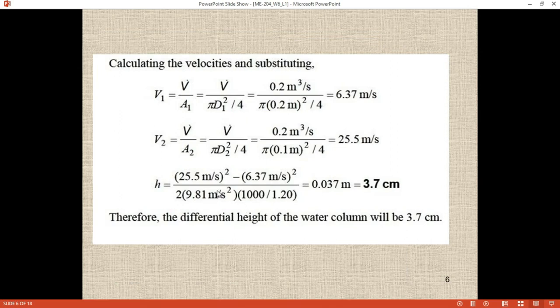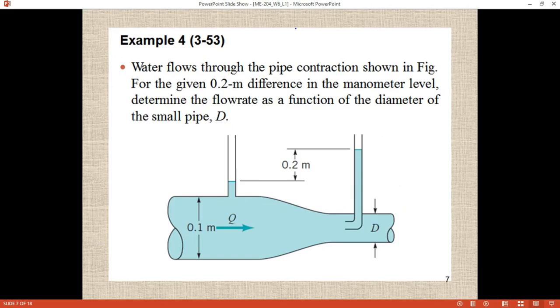Okay, this is the equation, and finally you calculate the 3.7 is the height. So therefore the differential height of the water column will be 3.7 centimeter. So let's move on to the other problem.